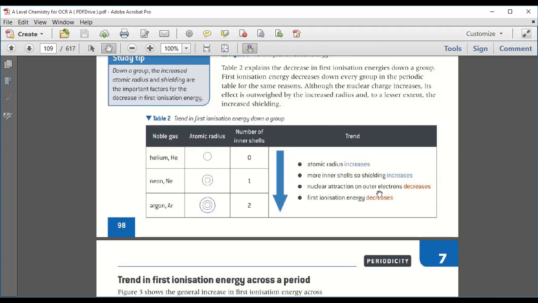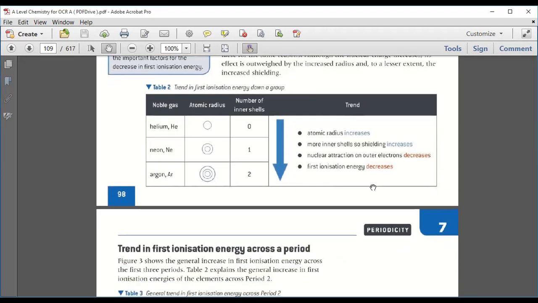The electrons can be easily removed. So we require less ionization energy to remove an electron from the outermost shell of the element. Clear? Any doubt? No. Okay. So this is the down the group trend.